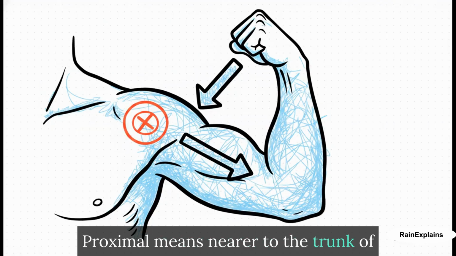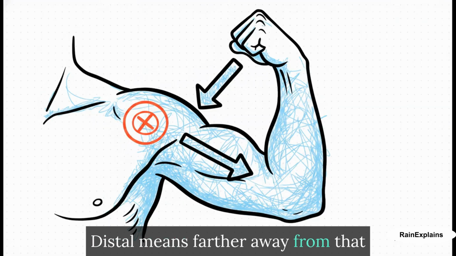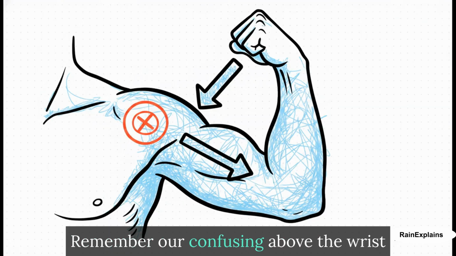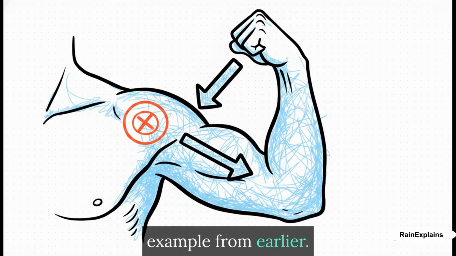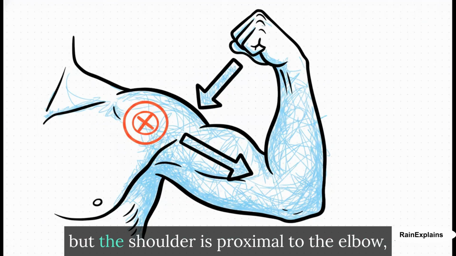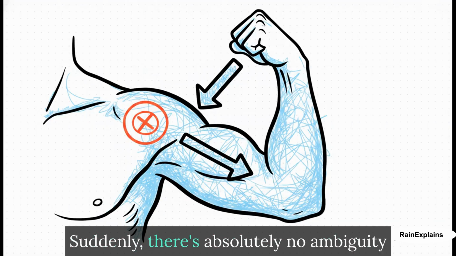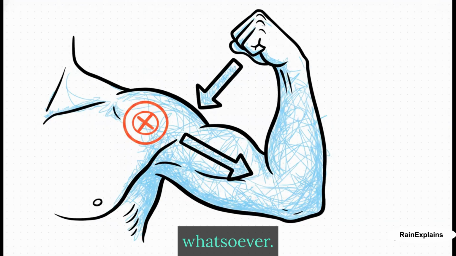Proximal means nearer to the trunk of the body, or the point where the limb attaches. Distal means farther away from that attachment point. Remember our confusing above-the-wrist example from earlier? Well, using these terms, we can cleanly state that the hand is distal to the elbow, meaning it's further down the arm. But the shoulder is proximal to the elbow, meaning it's closer to the trunk. Suddenly, there's absolutely no ambiguity whatsoever.